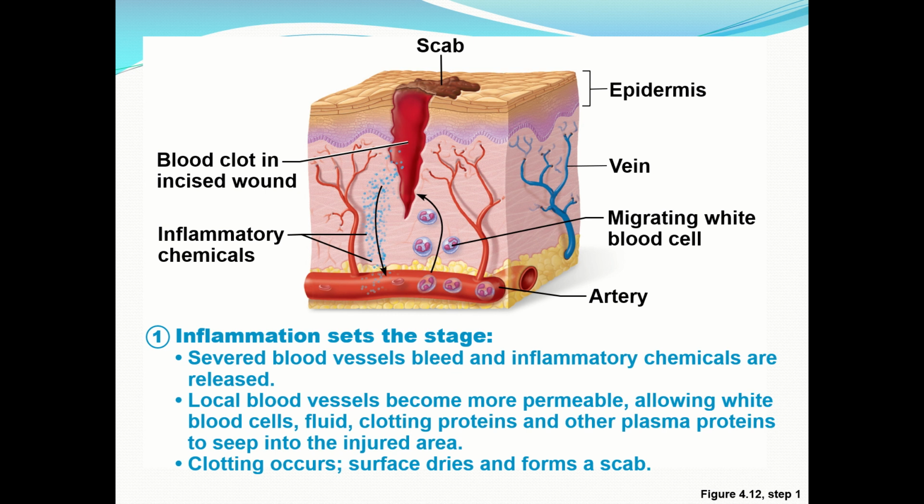It will bring clotting proteins and other plasma proteins into the injured area. Then clotting will occur. The surface will dry and it will form a scab. So as you know, the inflammation will have redness because of the dilated blood vessels, swelling because of the incoming tissue fluid, heat radiating from the dilated blood vessels, and pain from the pressure on the nervous system.